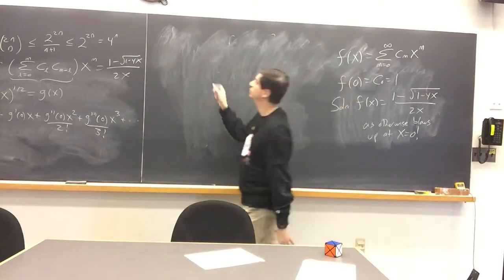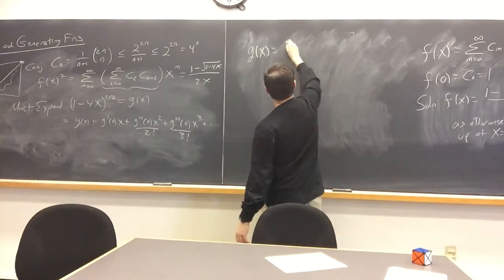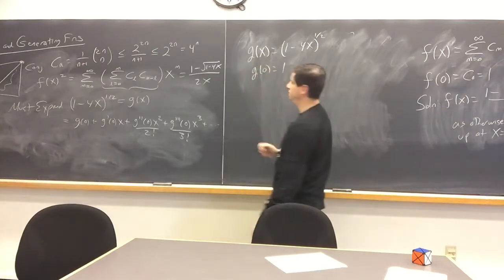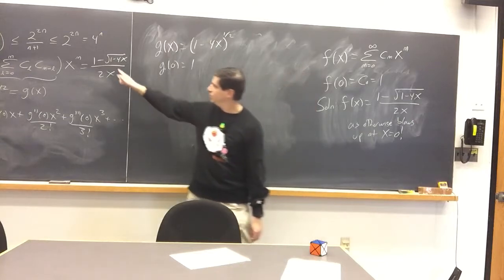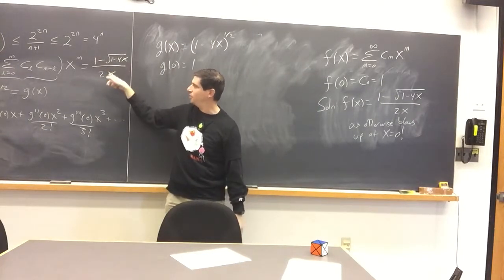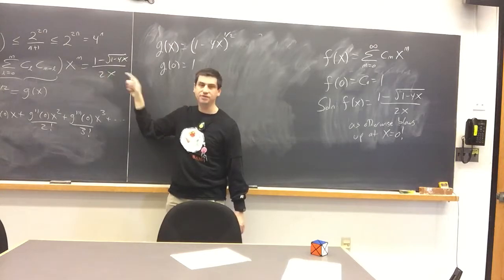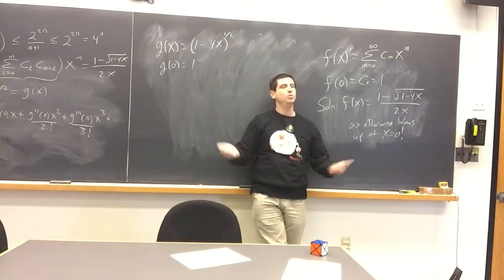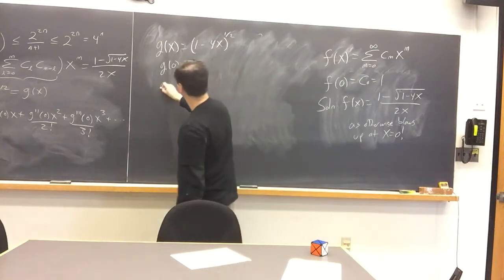So I'm going to just start the calculation just so you can see it. So let's say g of x is 1 minus 4x to the 1/2. So g of 0 is just 1, which is really good because we're going to have 1 minus that over 2x. We better not have a constant term because we are dividing by x. So the first term that will survive will be the linear term, which when we divide by x will be fine.